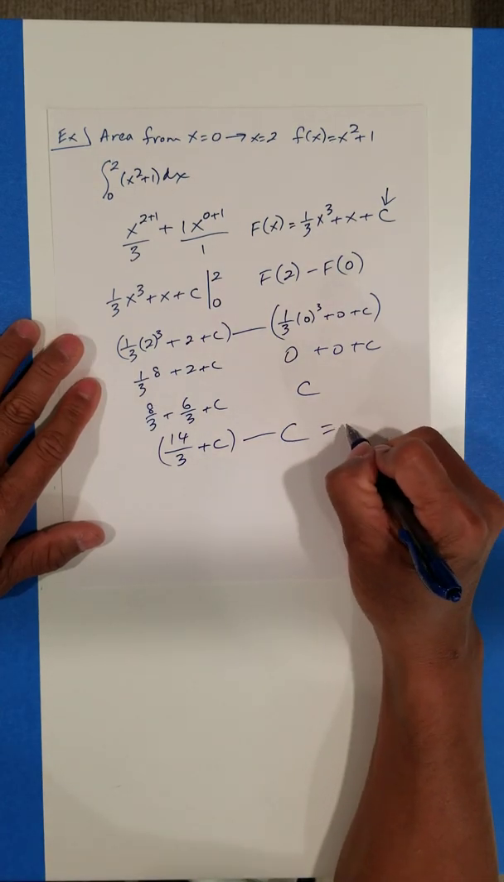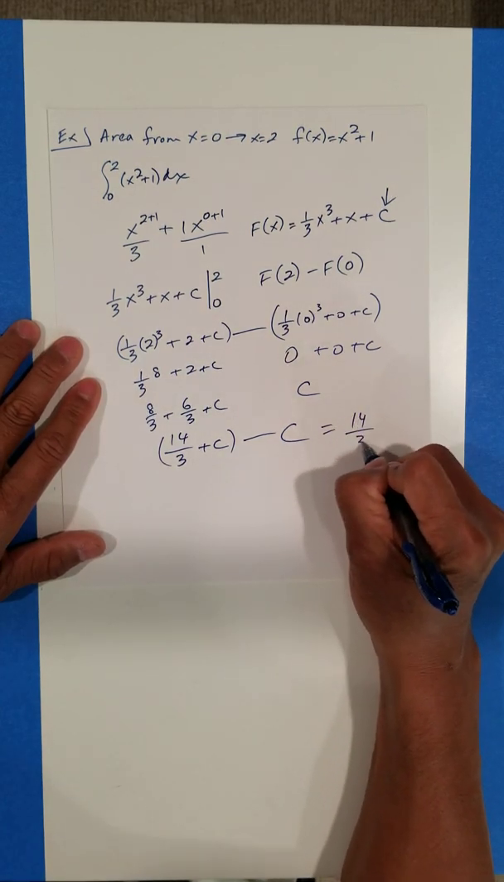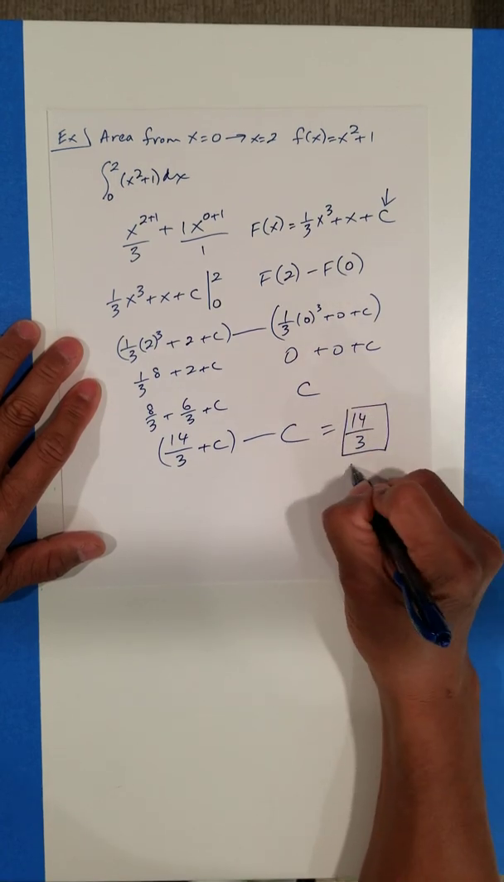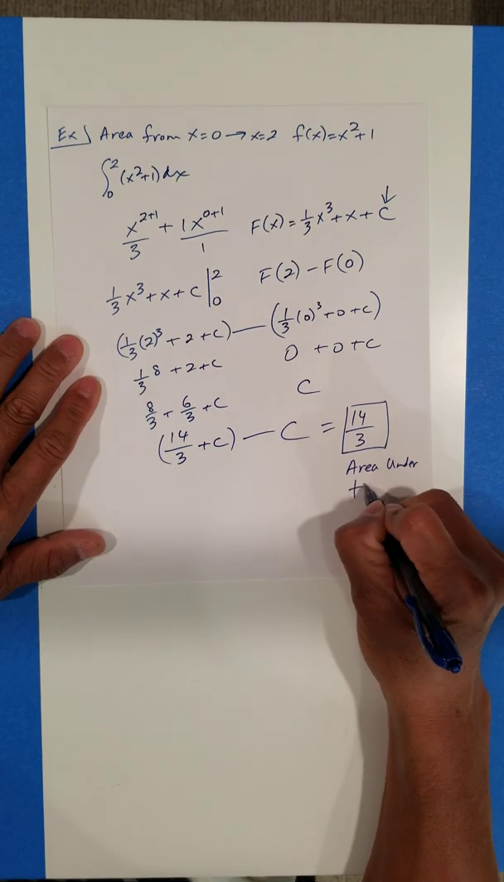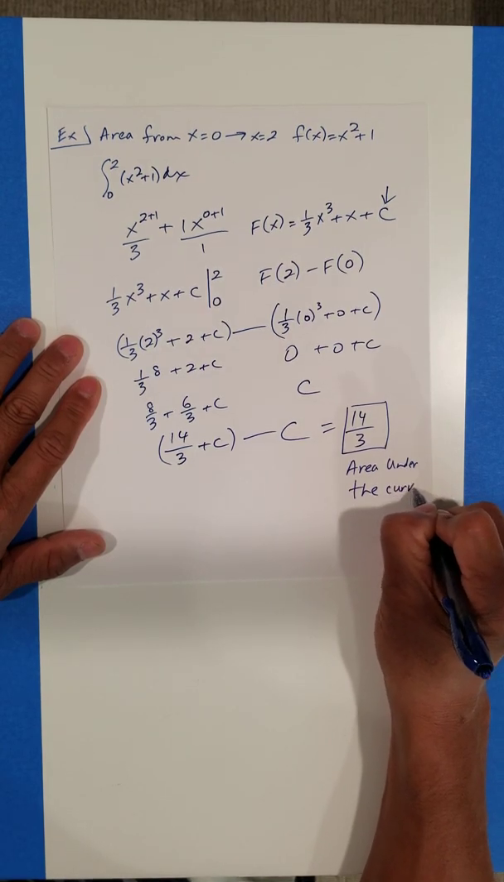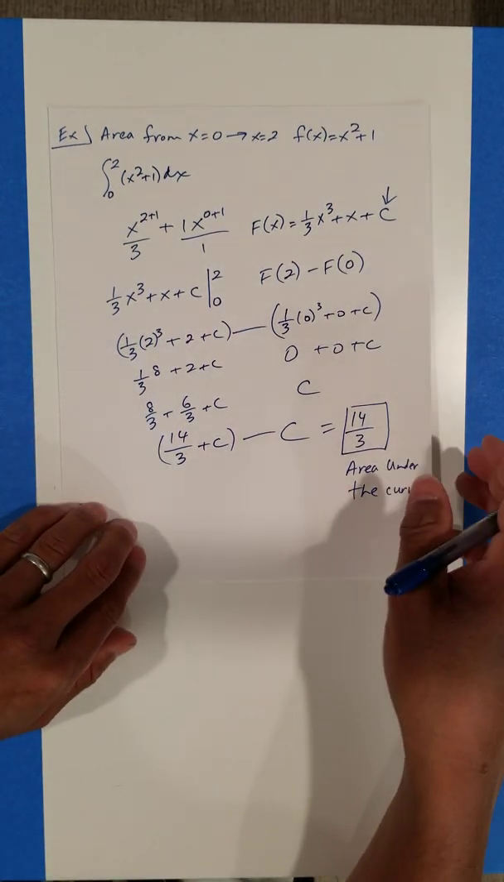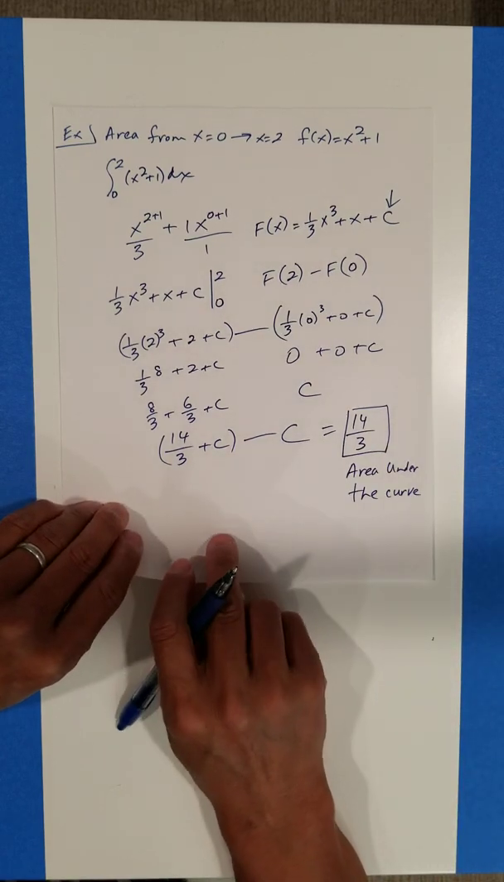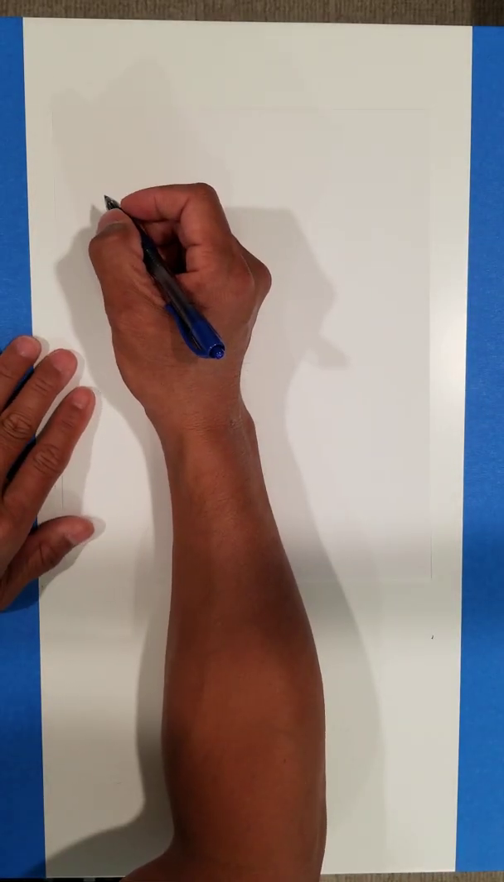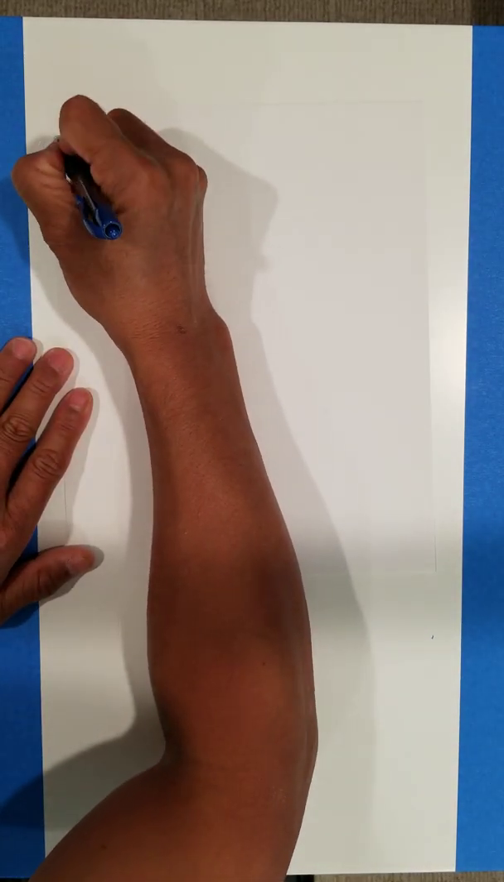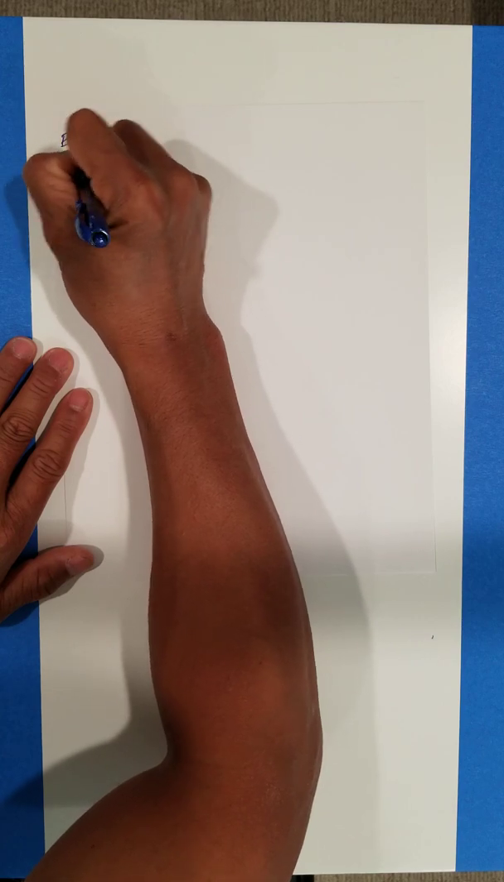So the area under the curve is 14/3. This is called the area under the curve. Okay, there you go. Hopefully you understand that. We'll do some more examples then. All right, let's do one more example.